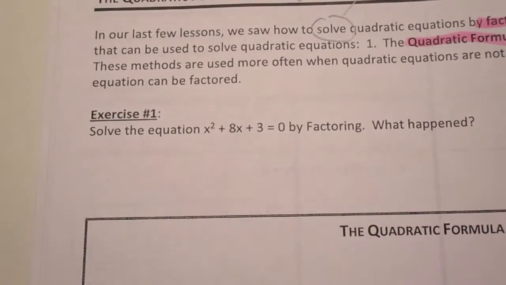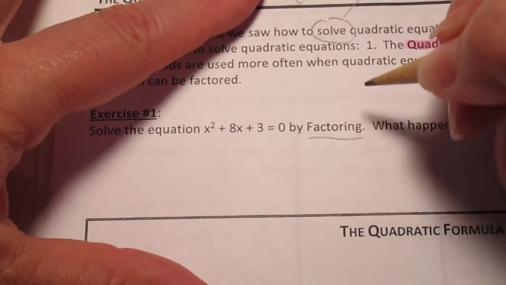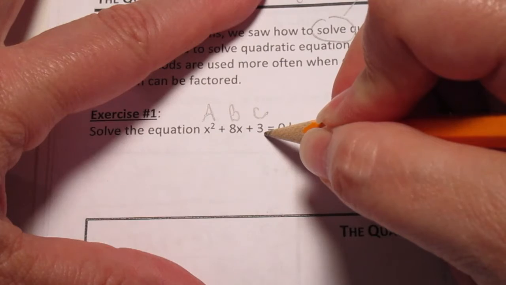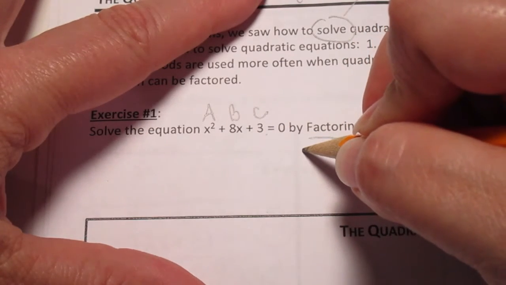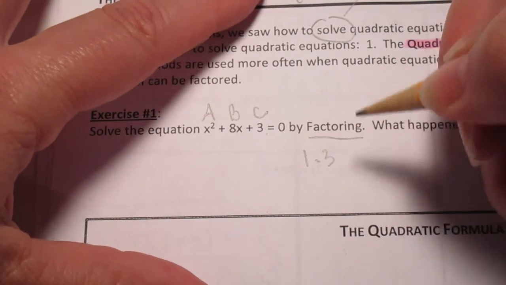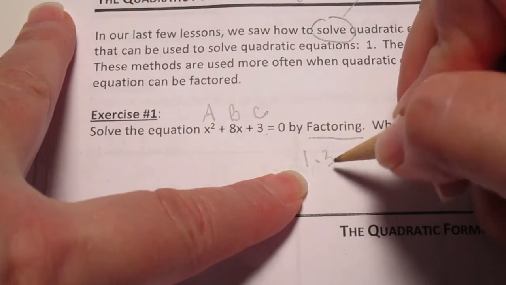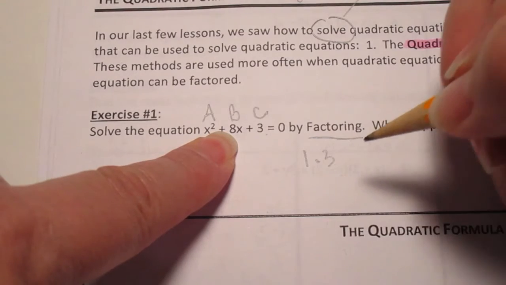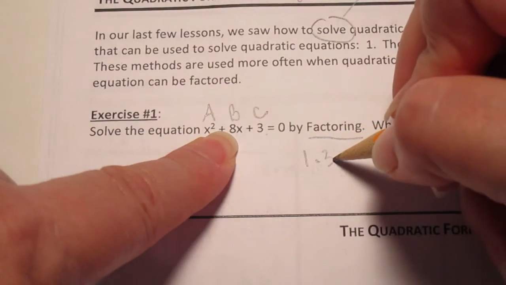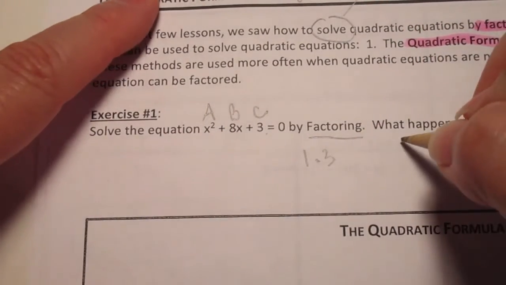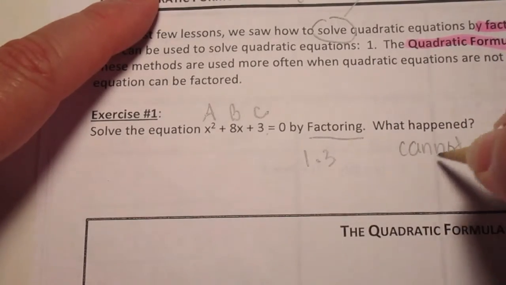Here we are in exercise 1. It says solve the quadratic equation x squared plus 8x plus 3 by factoring. If we were going to factor this, we would go A, B, C. We want numbers that multiply to give me 3, so they must be 1 times 3. How do I make 1 and 3 add or subtract to give me this 8 in the middle? The answer is you cannot. So this cannot be factored.